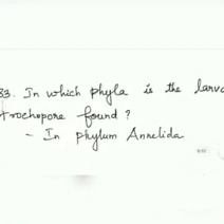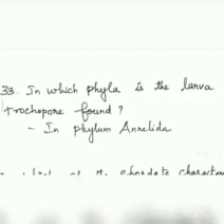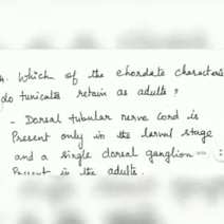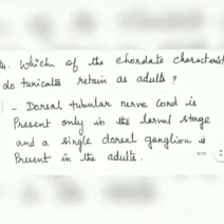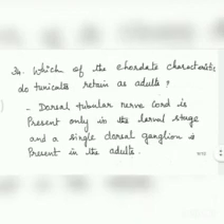And 33. In which phylum is the trochophore larva found? Trochophore larva is found in, you know that, phylum Annelida. Good. So trochophore larva is found in phylum Annelida. Question number 34. Which of the chordate characters do tunicates retain as adults? Tunicates means urochordates. So in tunicates, the dorsal tubular nerve cord is present only in the larval stage and a single dorsal ganglion is present in the adult stage. So this is the only character the adult retains.